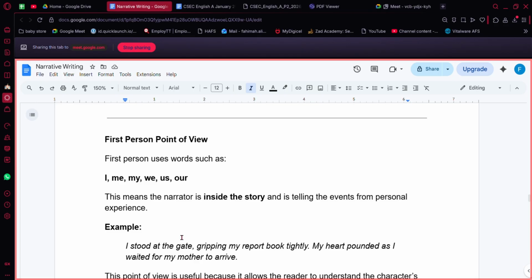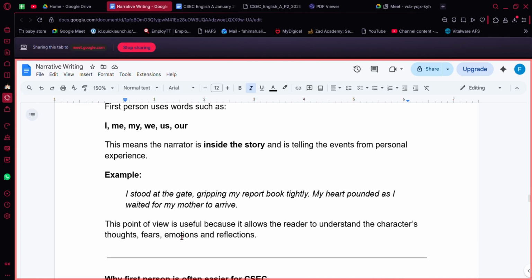It tells the events from a very personal experience. So for example, I stood at the gate gripping my report book tightly. My heart pounded as I waited for my mother to arrive. So you're talking about things from your perspective. You, the person writing the story, are inside of the story. So because of this, you are able to describe the character's internal feelings, internal wants, internal desires, internal struggles. So your readers are able to know almost everything about the character.